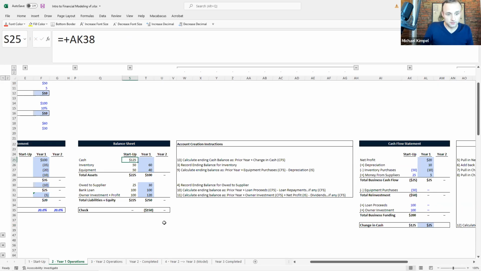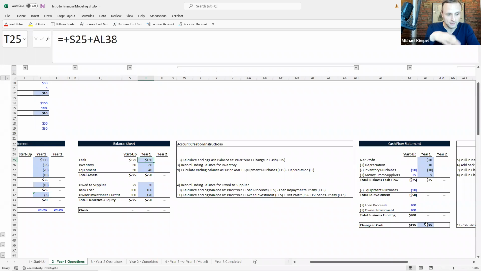We ended last year with $125, and we had a net cash flow of 25. So we'll take the prior period's ending balance, and then add to that the change in cash for the period, and watch the balance check now. The balance check goes to 0. And that last little bit, the cash piece, really closes the loop on all three of these statements.